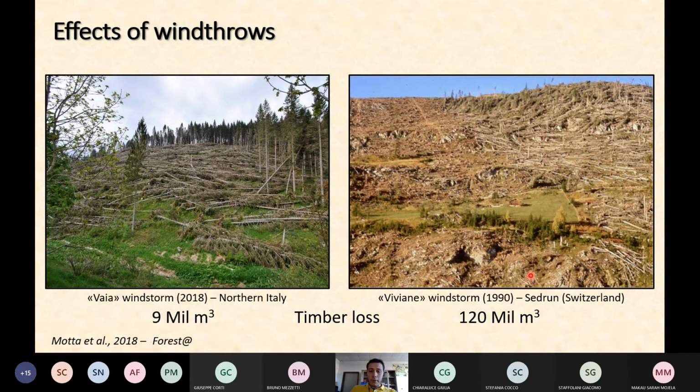And for example, here we have the Vivienne windstorm that happened in 1990, and that caused a timber loss of 120 millions of cubic meters of wood. To compare it with another windstorm, the Vaia windstorm that happened in 2018, mainly in northern Italy, we can see the difference, as the impact was only 9 millions of cubic meters of timber.